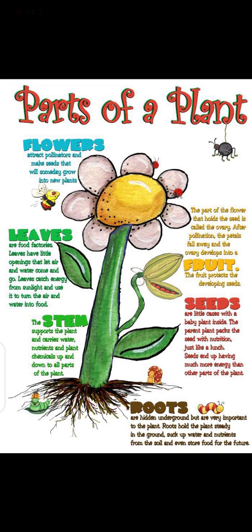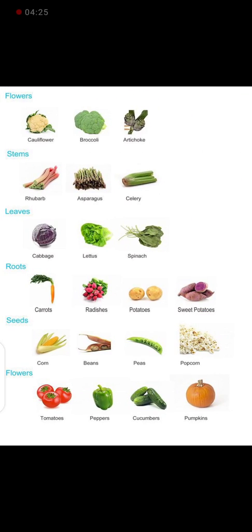Is that okay? Now, I told you that we eat some parts of a plant. There are some parts of the plant we eat. We can eat the flowers or the stem or the leaves or the roots or the seeds of a plant. Now, the flowers like the cauliflower, the broccoli, the artichoke, they are flowers. Then for the stem, you have rhubarb, asparagus, celery. Yeah, all stems.